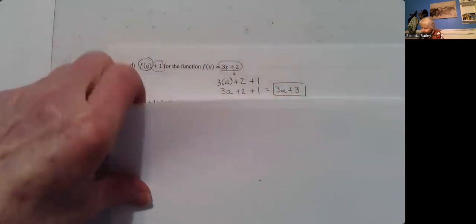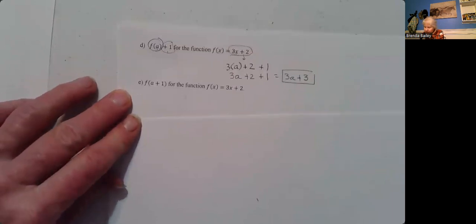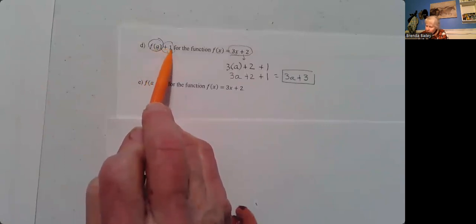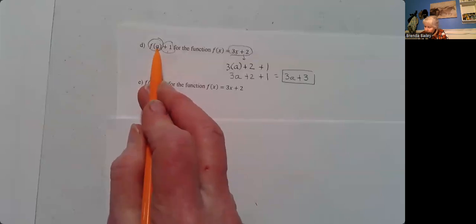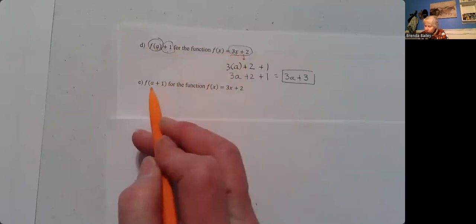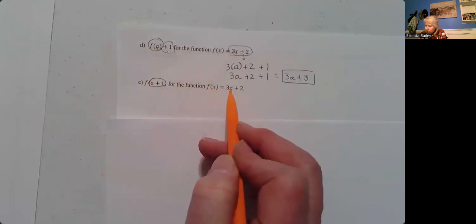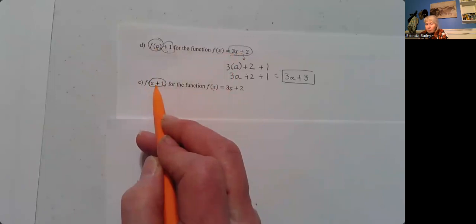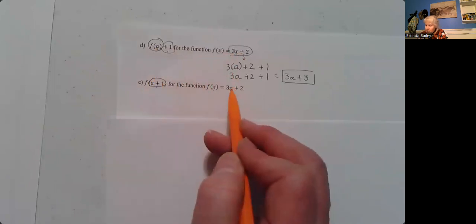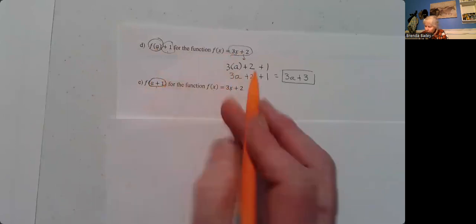All right, maybe we have another one here. And D and E are totally different. Here you find f of a first, and then you add 1. Here, rather than substituting an a into the function and getting 3a plus 2, we're going to substitute this in for the x right here. So this is what you always replace your x with. Normally, we were doing a number like 3. We were putting 3 in for the x, or 4 in for the x. Now we're going to put a plus 1 in for the x.